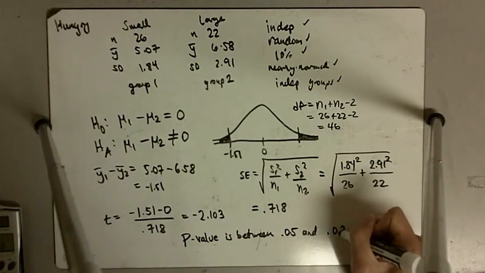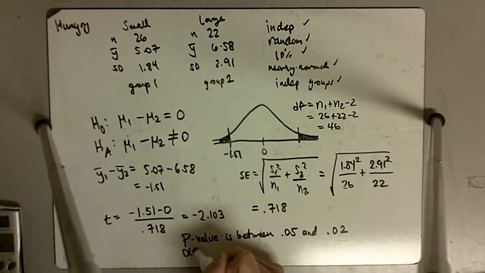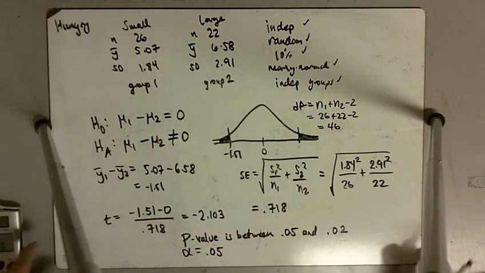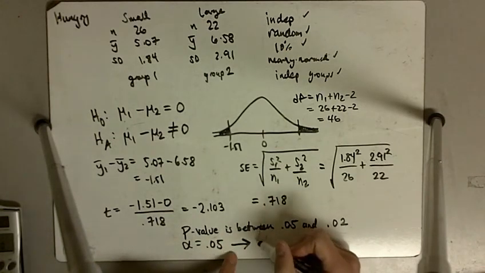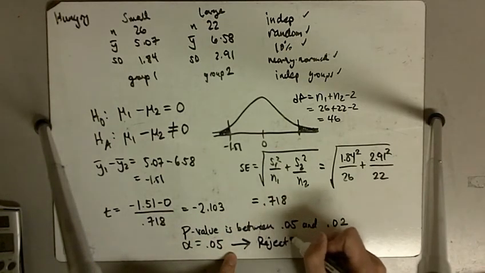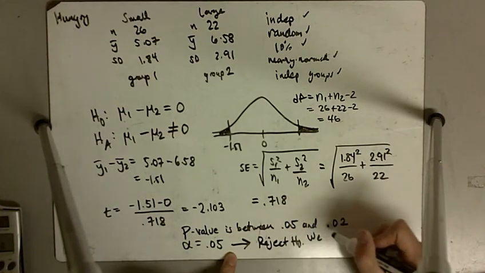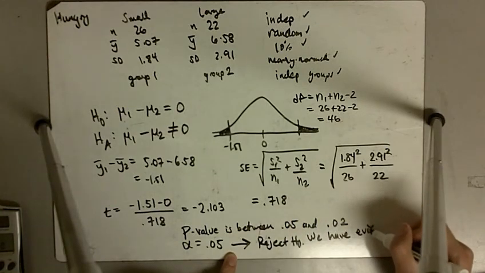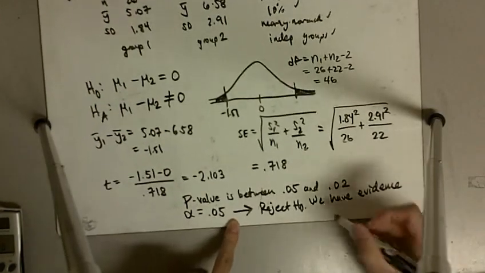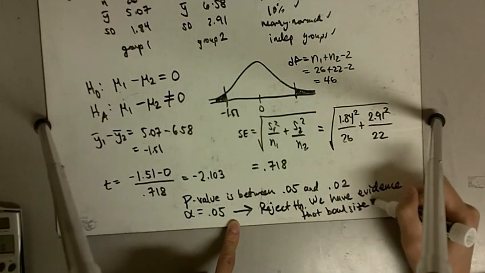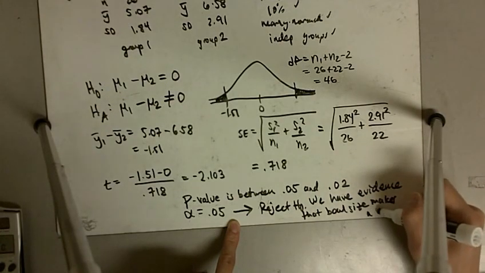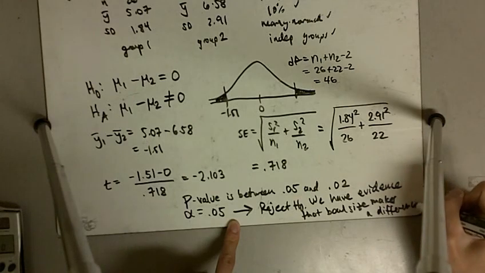and 0.02. Okay, if alpha is equal to 0.05, our p-value is still smaller than 0.05 because it's between 0.05 and 0.02. And if our alpha is 0.05, our p-value is smaller than that. So that means we reject the null, and we have evidence that bowl size makes a difference. Okay.